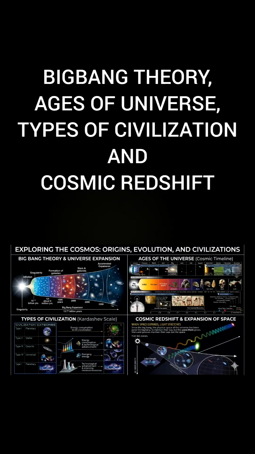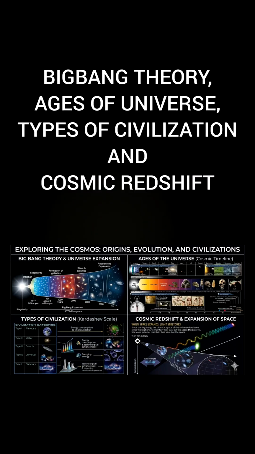The 3 pillars of evidence. The theory is supported by 3 major pieces of observational evidence. Redshift of galaxies. In the 1920s, Edwin Hubble observed that distant galaxies are moving away from us. The further away they are, the faster they move, proving the universe is expanding.